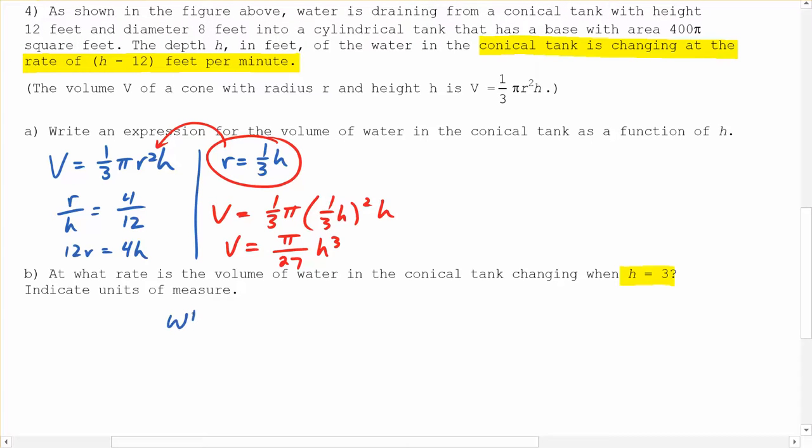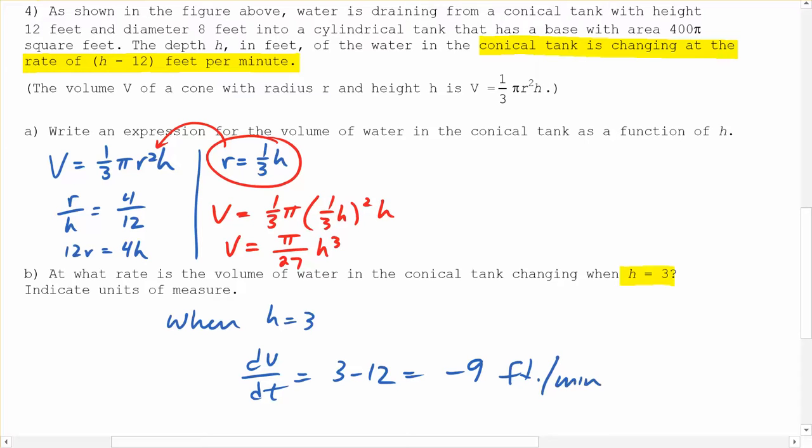So when h is 3, what do you know? dh/dt equals h minus 12, so 3 minus 12, negative 9. What is it? Feet per minute. So that one right there would be a trick one. I can guarantee that some people would try to do some differentiation at this point and not use that. You have to be really careful. It says the depth h in feet of the water in the conical tank is changing at a rate of, oh wait, hold on. The depth h, dh/dt.